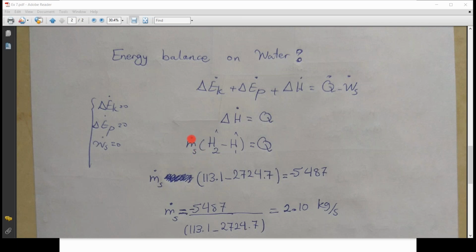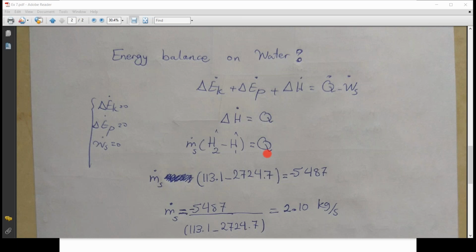We don't have the mass rate of the steam, because this one we wrote for a steam, so every component should be for a steam. Mass rate of the steam we don't have. H2 and H1, I read from the table. So we have these two components. Q we don't have.